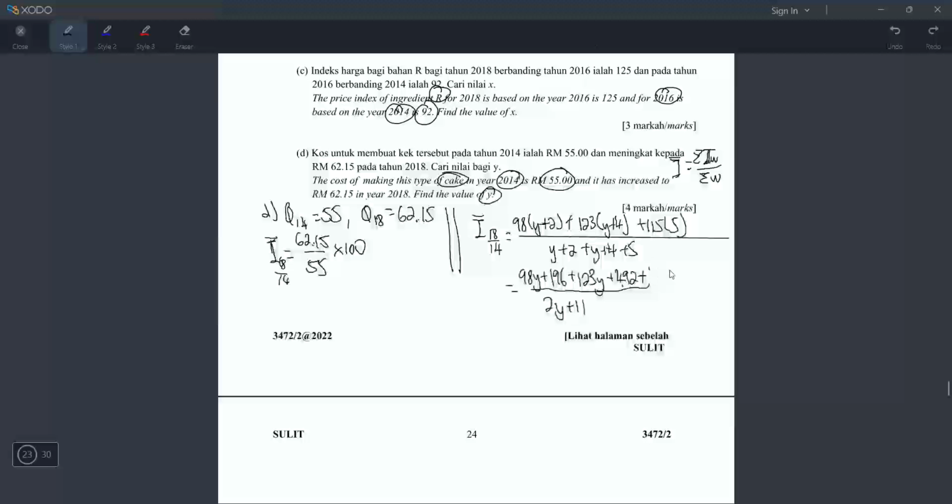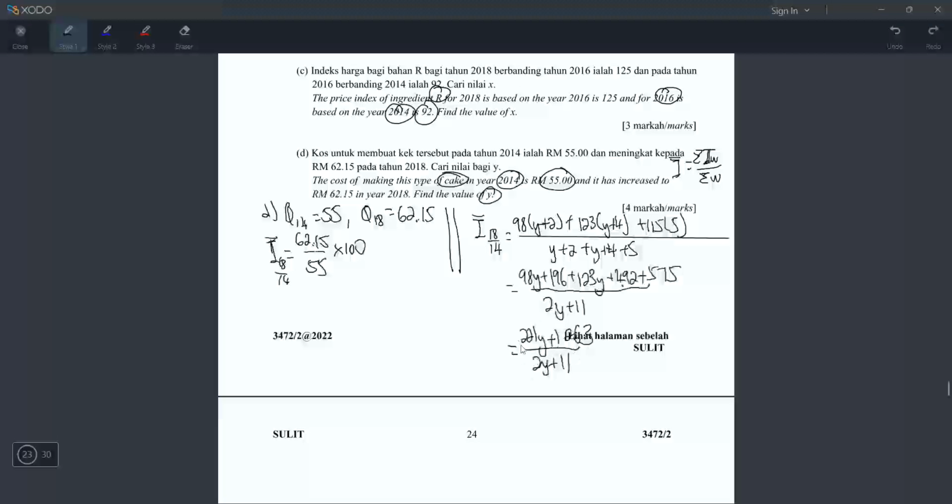575. Okay, so you end up here. Now you can simplify a bit, so you're left with 2Y plus 11. Atas is what? Okay, 98. Y dengan Y boleh buat, number dengan number boleh buat. So remember, Y hanya boleh buat dengan Y, number hanya boleh buat dengan number. So 98y plus 123y. 98 plus 123 is 221y. And then the numbers can add together. 196 plus 492 plus 575. So 1263. So this is my composite index.